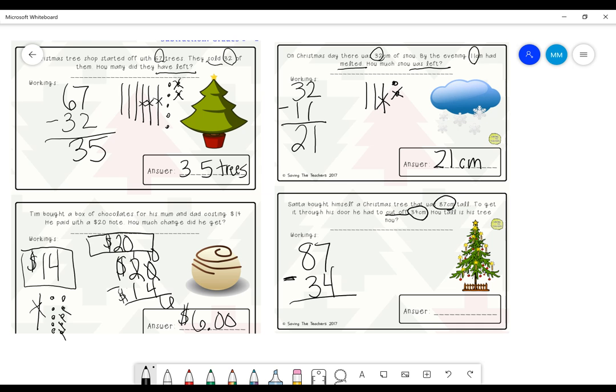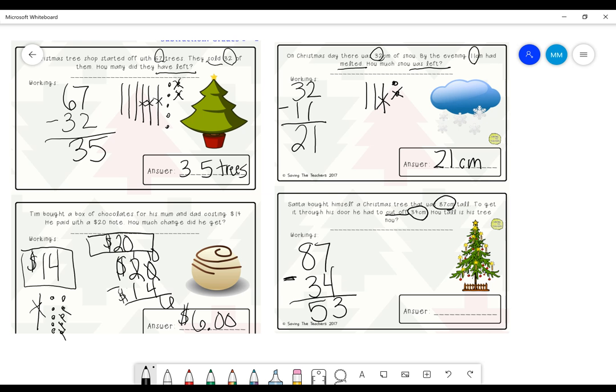So starting in our ones place, what am I going to be taking away? I'm going to be taking away 4 ones from 7 ones. So 7 minus 4. What would that be? I would have 3 ones left. Now I move over to my tens place. I have 8 tens and I'm taking away 3. How many tens will be left? 5 tens. I could also do this on an open number line.